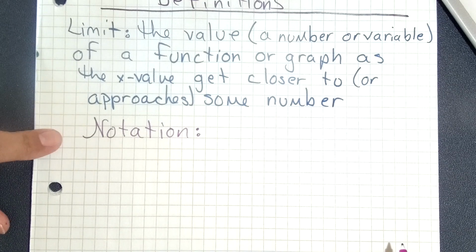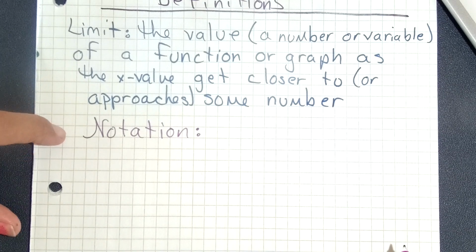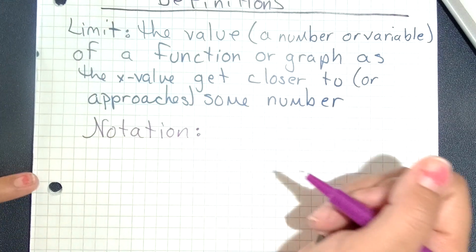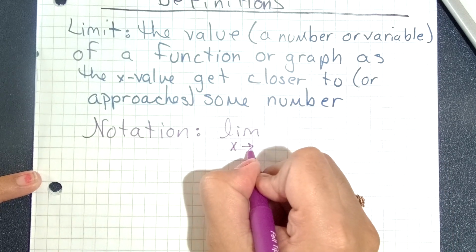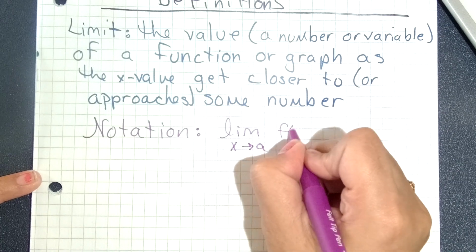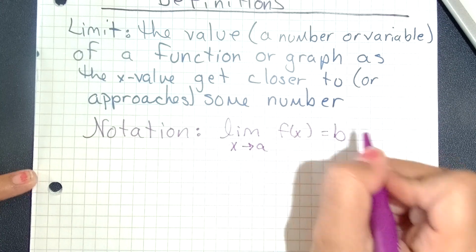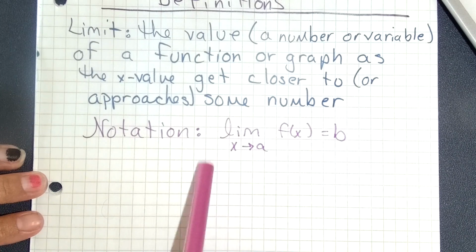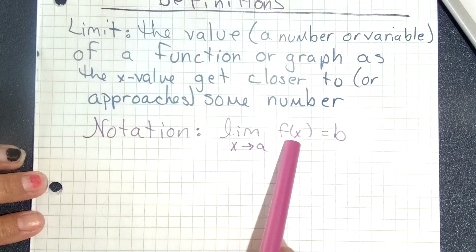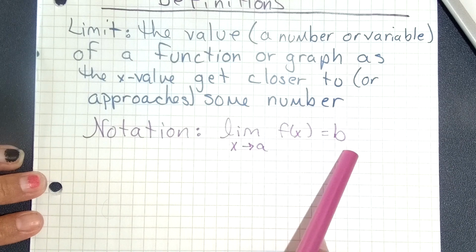Can you see that color? Can anybody not see that color? Okay. It's going to be the limit as x approaches a of f of x is equal to b. And I'll specifically write how you say it in words, because we don't say lim x arrow a f parentheses x parentheses equals b. We don't say that.